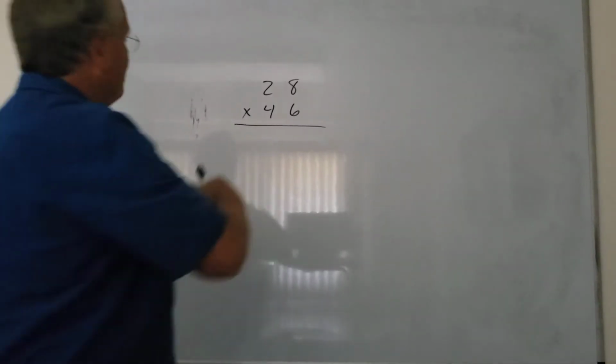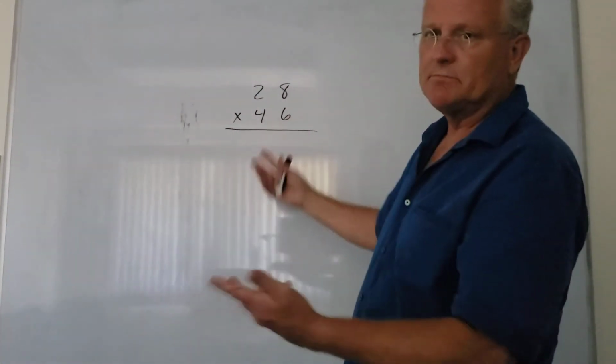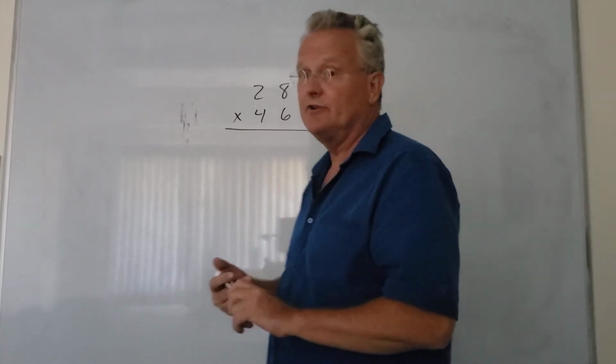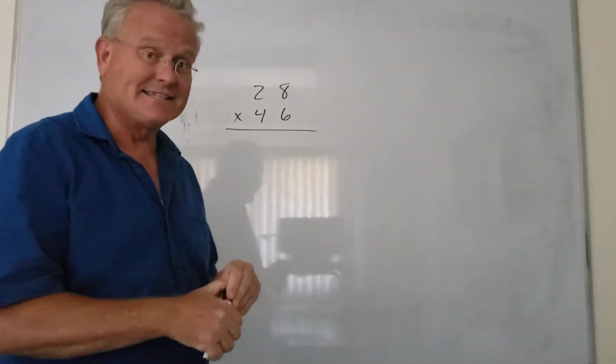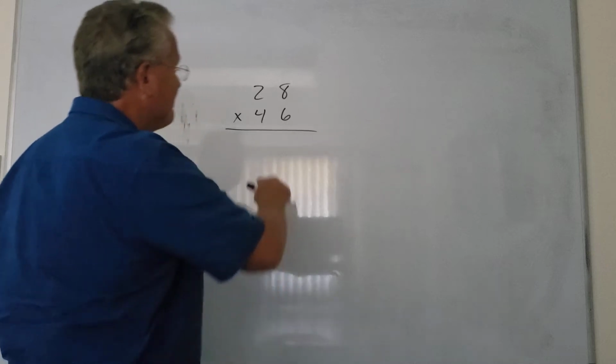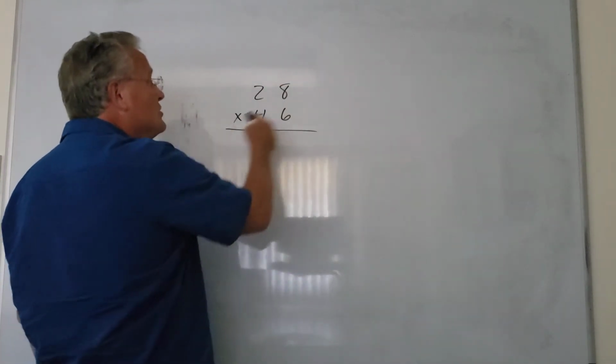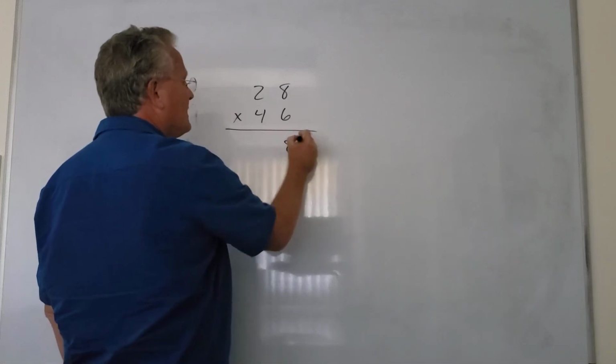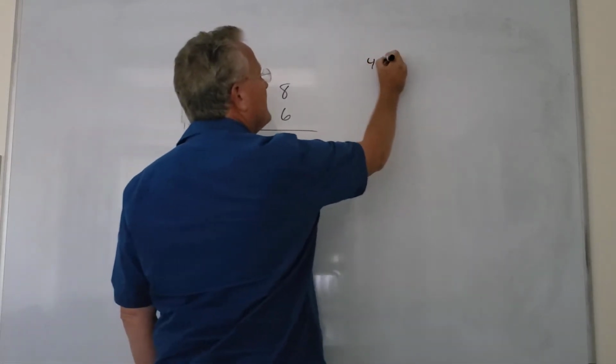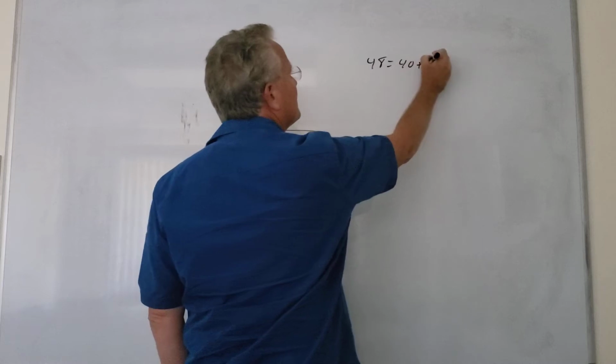Okay, instead of just doing the mechanics and multiplying this out, which we all know how to do, I'm going to explain the concept behind what's going on. Keep in mind ones and tens position. So 8 times 6 is 48. Now clearly 48 is 40 plus 8.